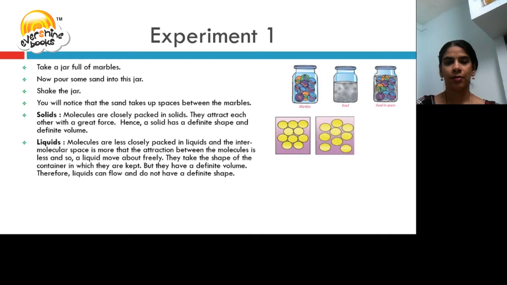Liquids. Molecules of liquids are less closely packed and the intermolecular space is more, so the attraction between the molecules is less. Hence, a liquid moves freely. They take the shape of the container in which they are kept, but they have definite volume. Therefore, we can say that liquids can flow and do not have a definite shape.